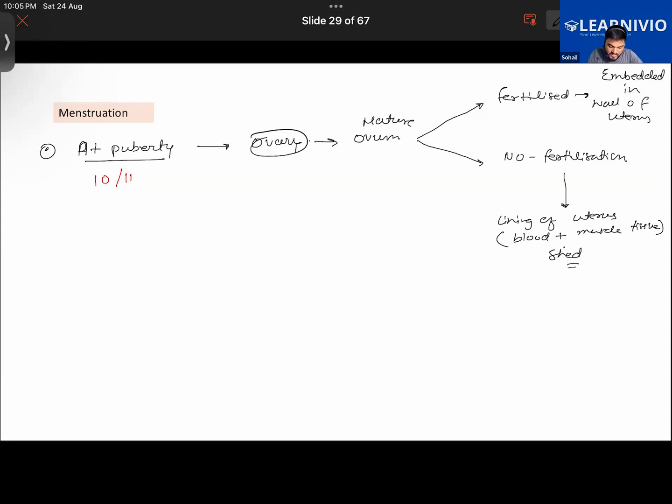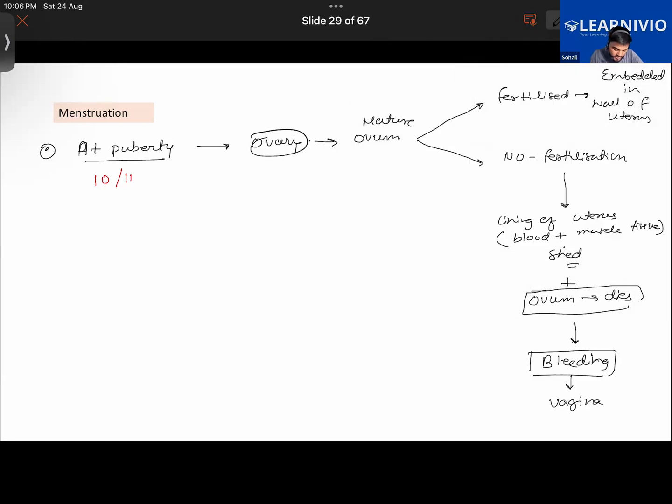It will be shed along with this ovum. Will it be alive? No, it will die. Dead. So the ovum also dies. So all of this will come along with the blood. So bleeding occurs. Bleeding will occur via the cervix and then via the vagina.